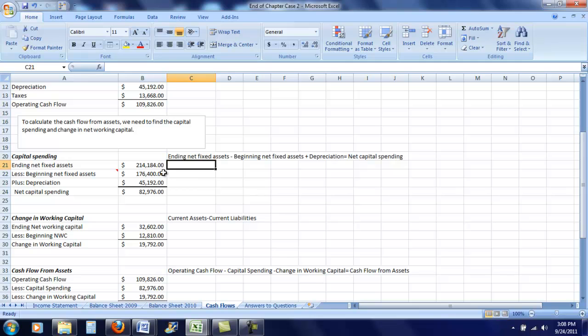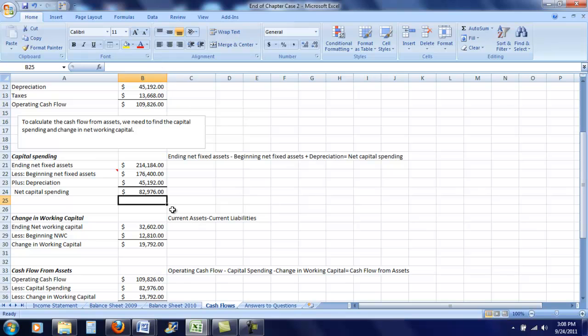So all these cells are linked back to the balance sheet that we found this information in. And the depreciation is from the income statement. And then in cell 24, I perform the formula, which is the ending minus the beginning plus depreciation. So we have a net capital spending of $82,976. We're now going to move on to change in working capital.